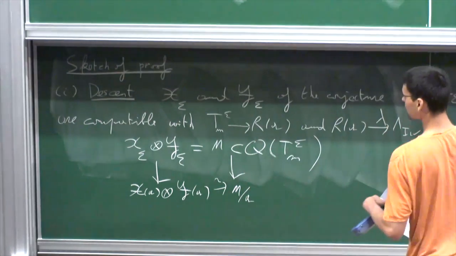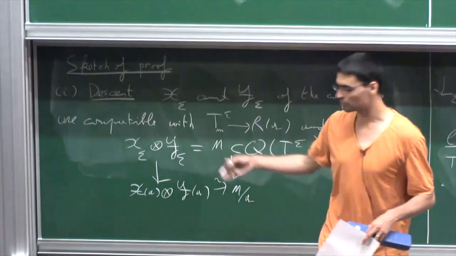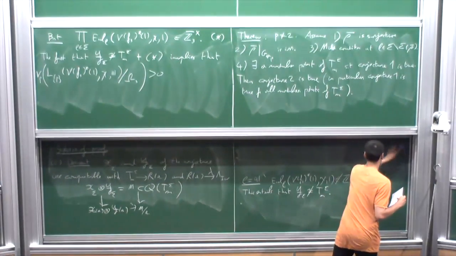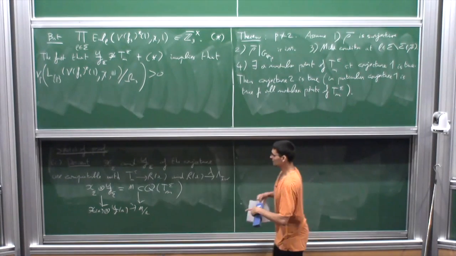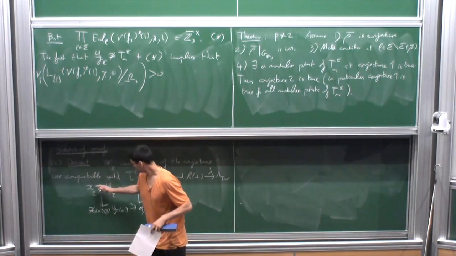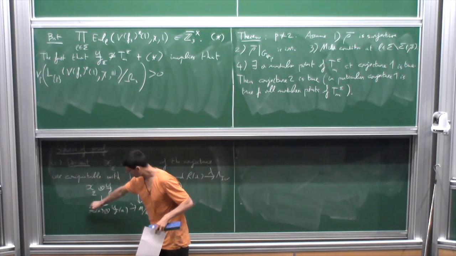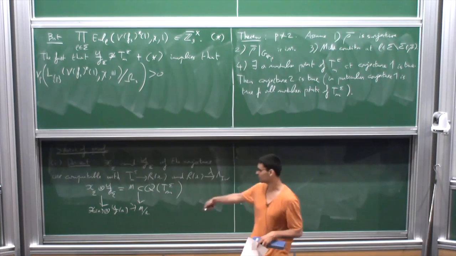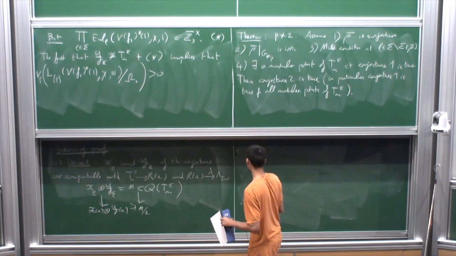So once you know the relative position of x sigma and y sigma, you know the relative position of our images at all modular points and at all irreducible components. And I should point out that neither of these maps, x sigma does not go to xa and y sigma does not go to ya, but the tensor product goes to the tensor product. And the idea of proof of this statement.